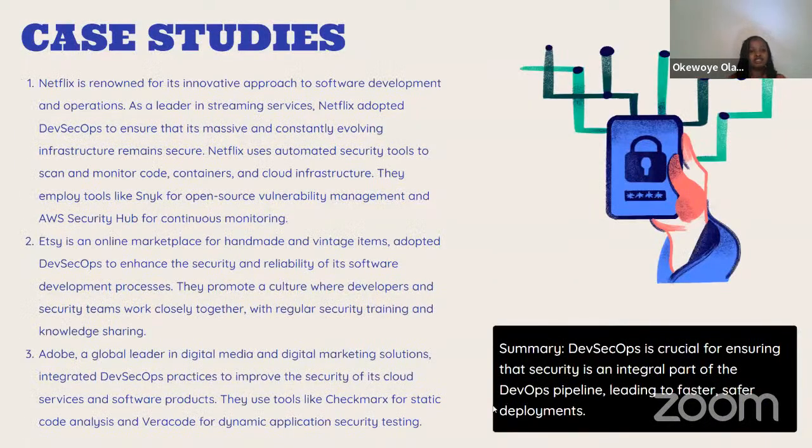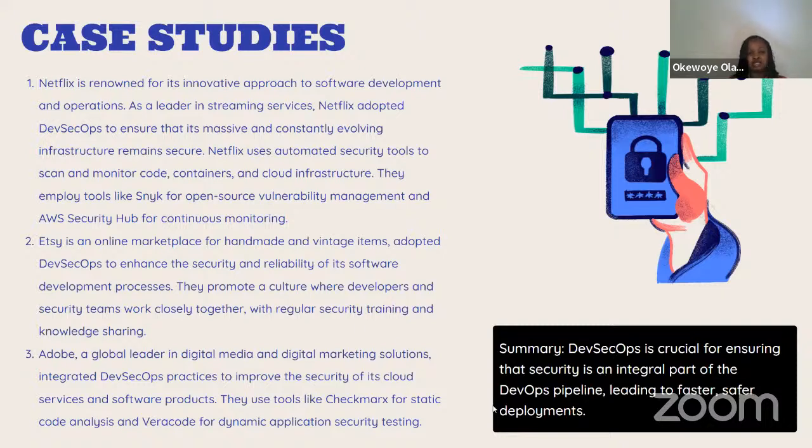So we're going to be talking about case studies. Number one case study we are going to be talking about is Netflix. And we all know that Netflix is renowned for its innovative approach to software development and operation. As a leader in streaming services, Netflix adopted DevSecOps to ensure that its massive and constantly evolving infrastructure remains secure.